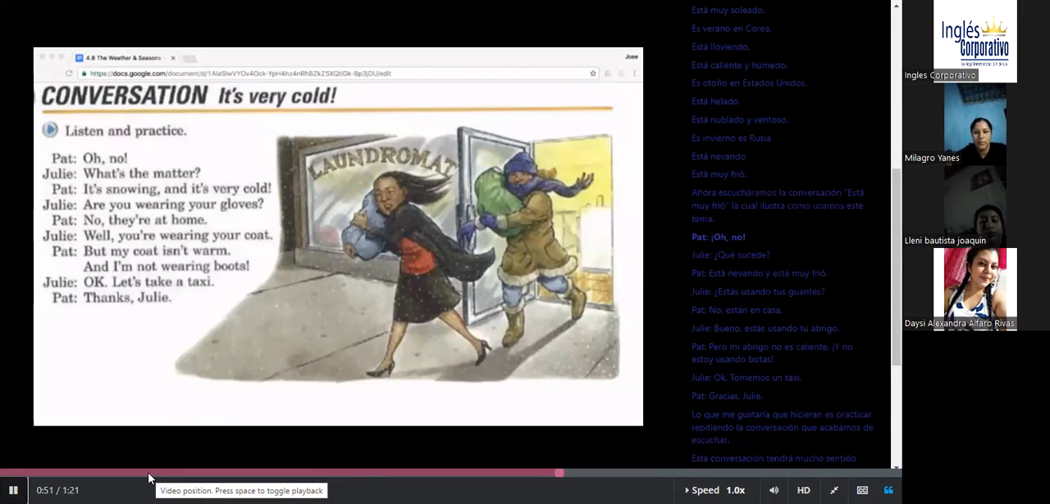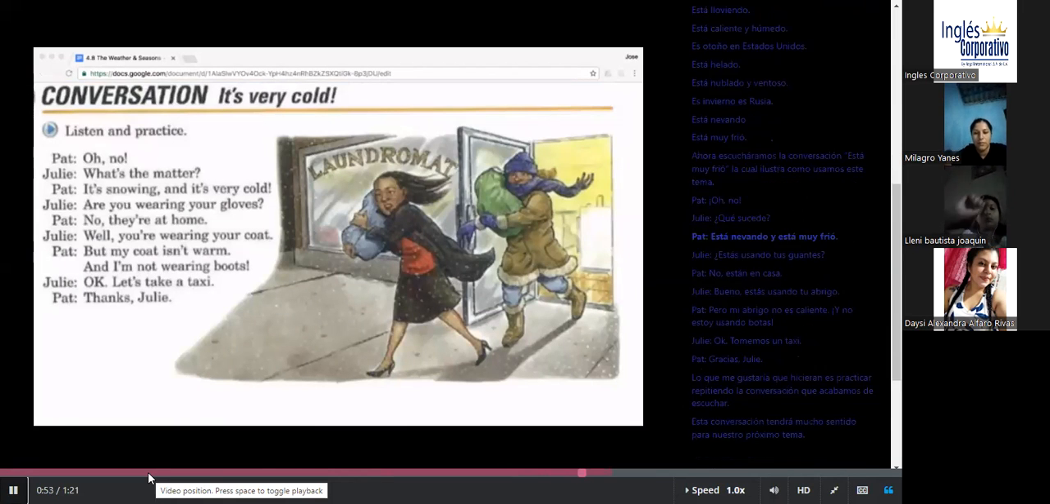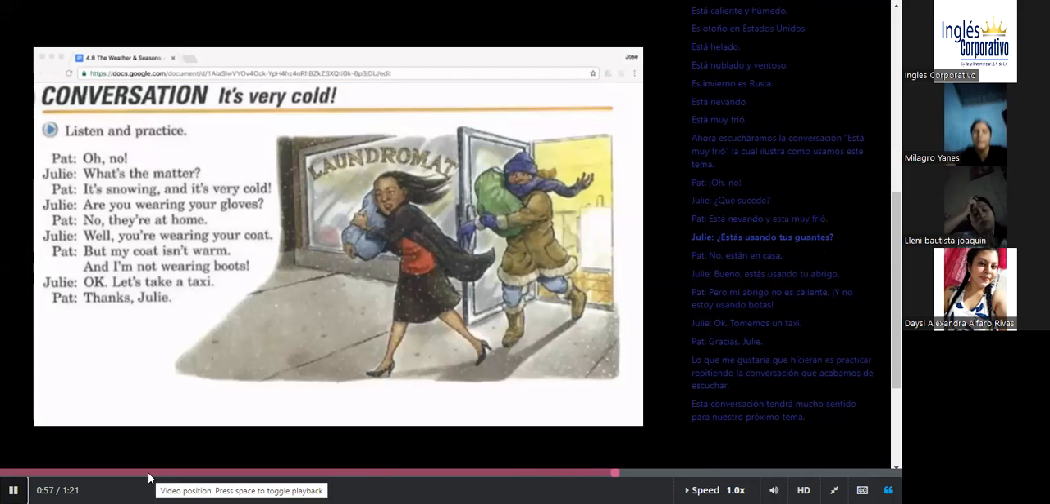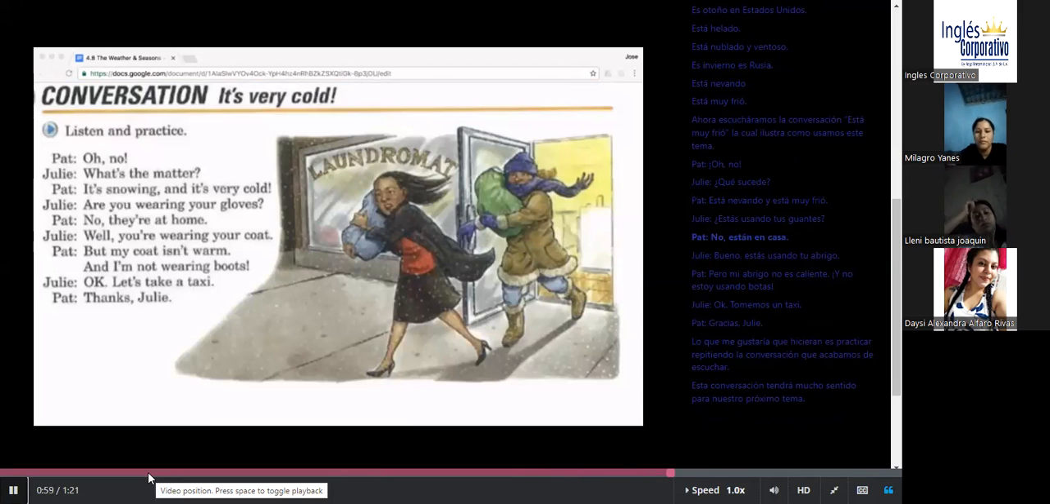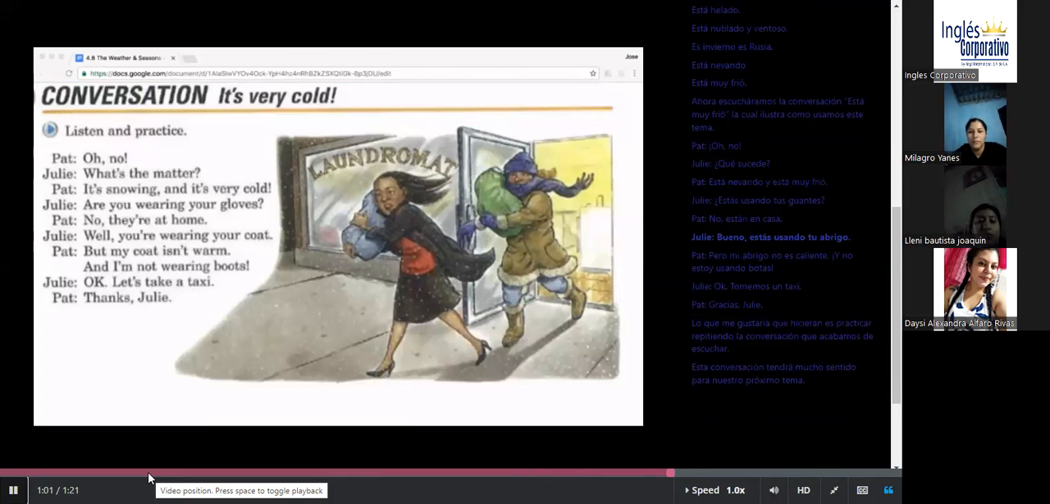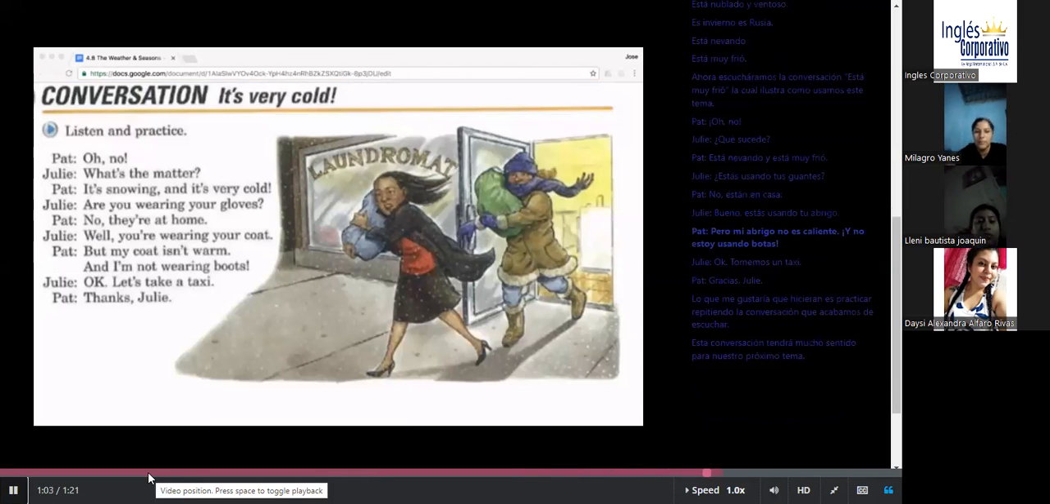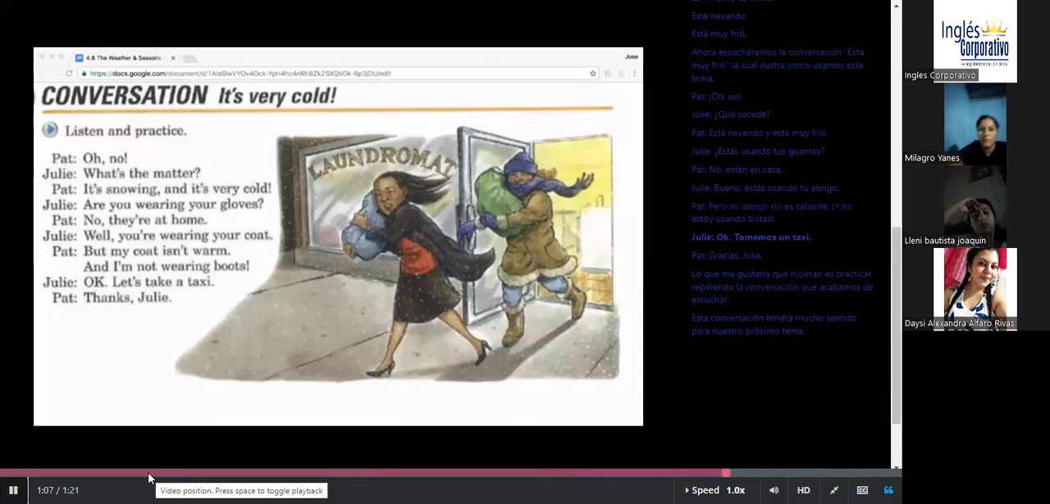Oh, no. What's the matter? It's snowing, and it's very cold. Are you wearing your gloves? No, they're at home. Well, you're wearing your coat. But my coat isn't warm, and I'm not wearing boots. Okay, let's take a taxi.